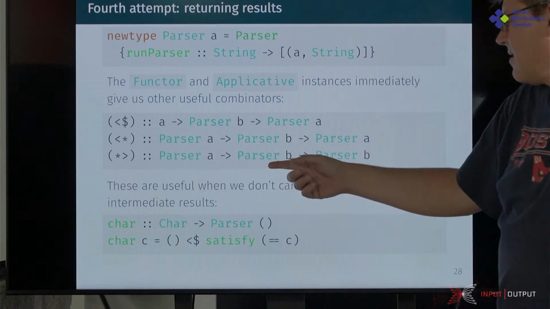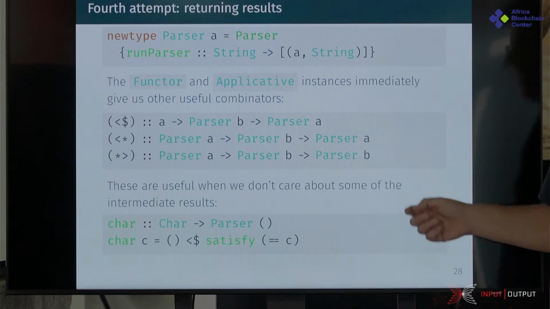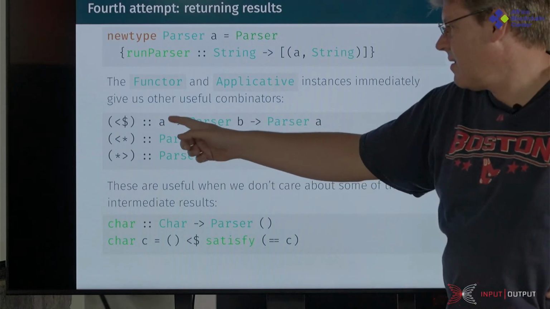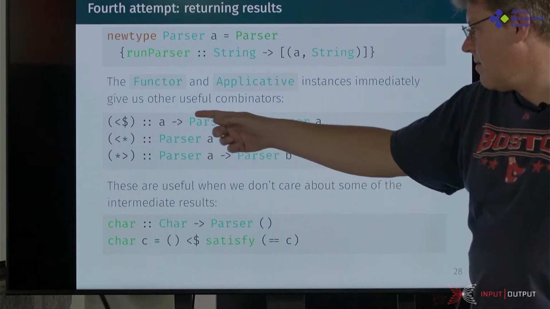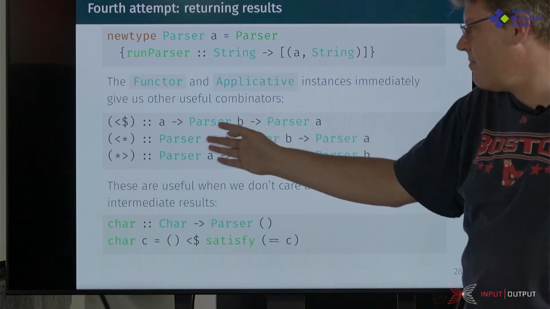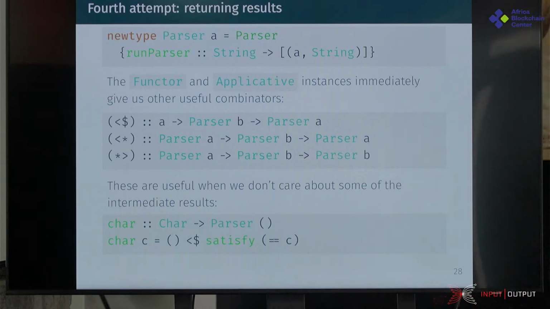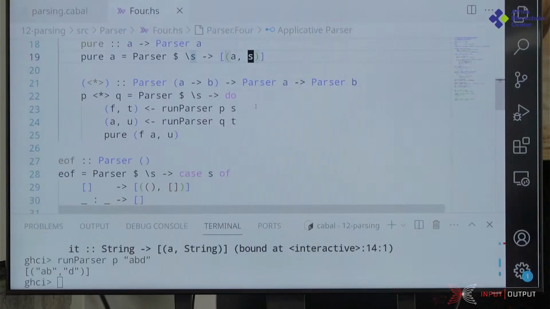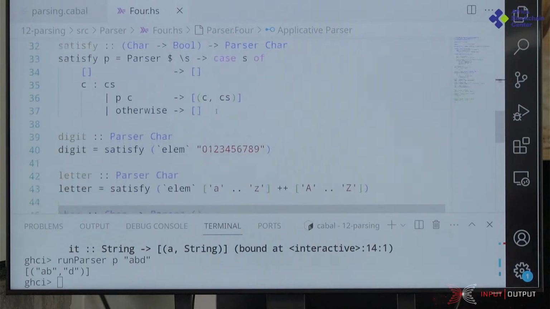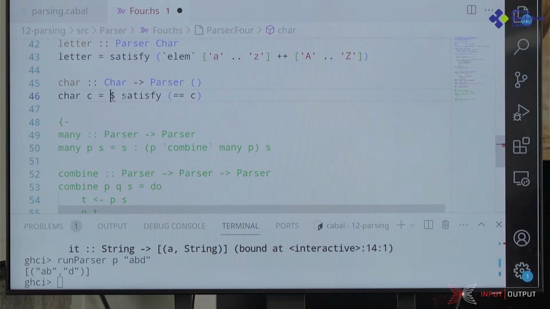And here the other way around. It parses an A and it parses a B, but then it ignores the A and just returns the result of the second thing. And this, given an A and parser B, it parses the B, but forgets the B and just returns the A. And so we now automatically have these operators for all applicatives. One example is on the slides. Now that we have that, we can rewrite our character parser if we want, like so.